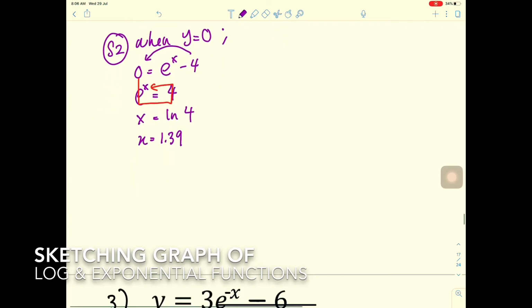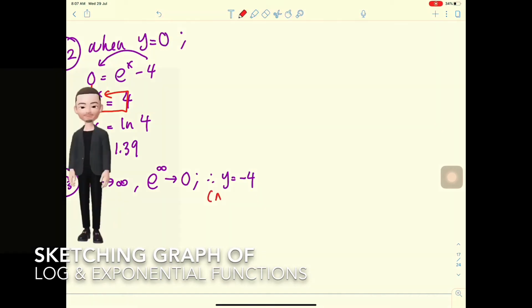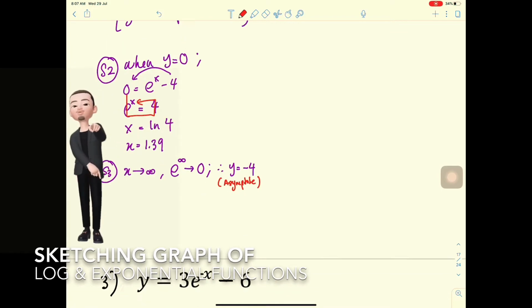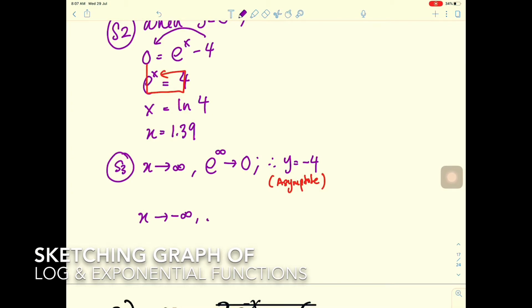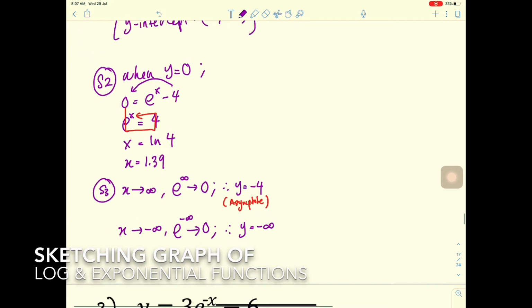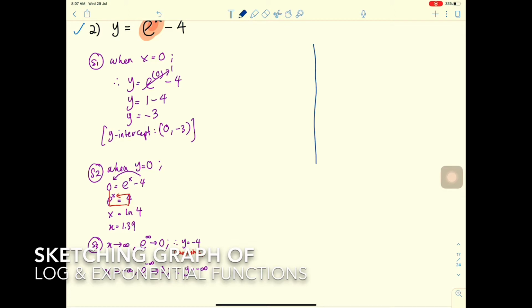And then step 3, what do we do? When x approaches infinity, e^infinity approaches 0, therefore y equals negative 4. So y equals negative 4 is the asymptote of the graph. And when x approaches negative infinity, e^(negative infinity) also approaches 0, therefore y equals negative infinity. Now let's sketch the graph according to the information that we found just now.